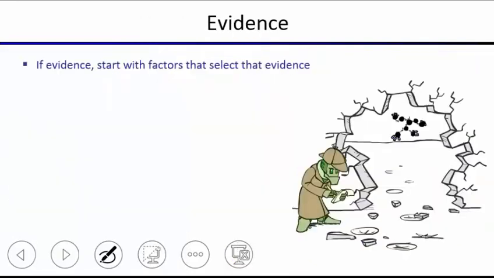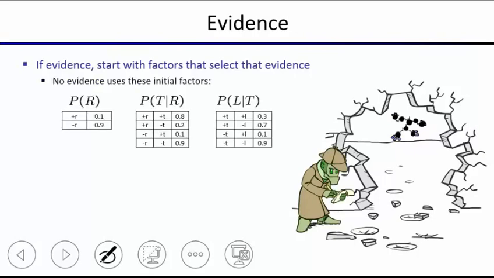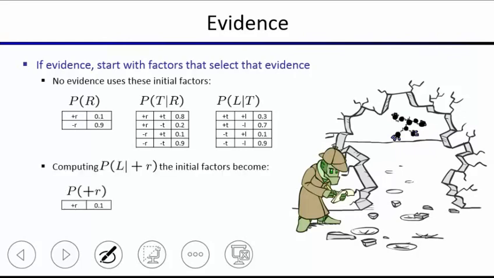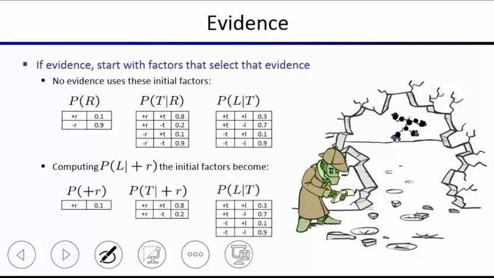What we haven't looked at yet is how to do variable elimination when there is evidence. If there's evidence, just like in inference by enumeration, we need to start by selecting only entries that are consistent with the evidence. So if we start with these initial factors and the evidence is, let's say, plus R, then we reduce the factors that have R in them to only have the consistent entries, and then we can go through exactly the same procedure as before.